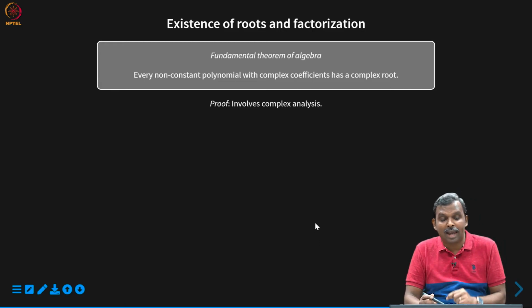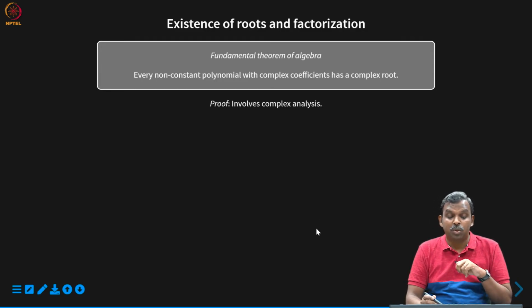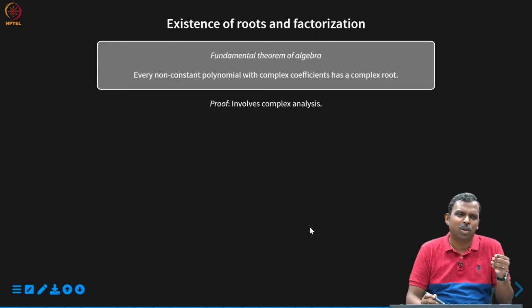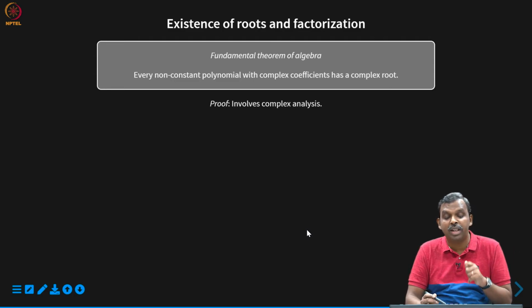So what is this fundamental theorem of algebra telling you? Every non-constant polynomial. Of course if you have a constant polynomial which is non-zero, there are no roots, so that's just to rule it out. Every non-constant polynomial with complex coefficients has a complex root. So that's the fundamental theorem of algebra. It is a solid theorem about existence. It says that every non-constant polynomial has a complex root. You cannot go without a complex root.